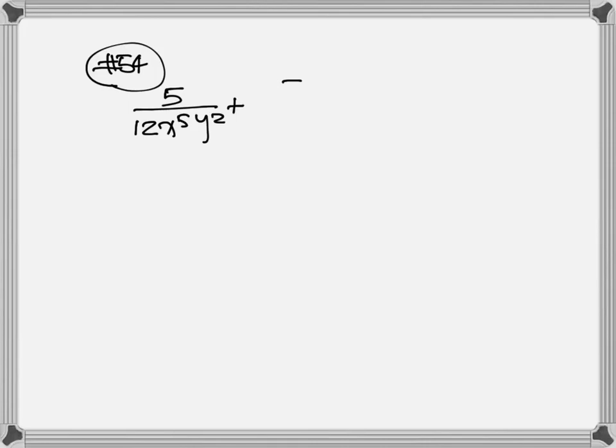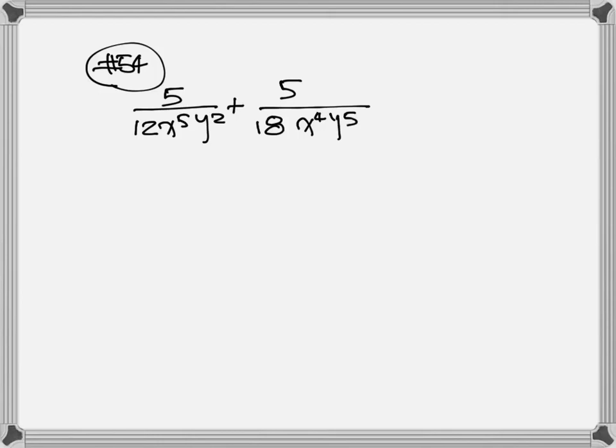Now let's look at number 54. We have 5 over 12x. Let me write this clearly. 5 over 12 x to the 5th power y squared, plus 5 over 18 x to the 4th y to the 5th power.